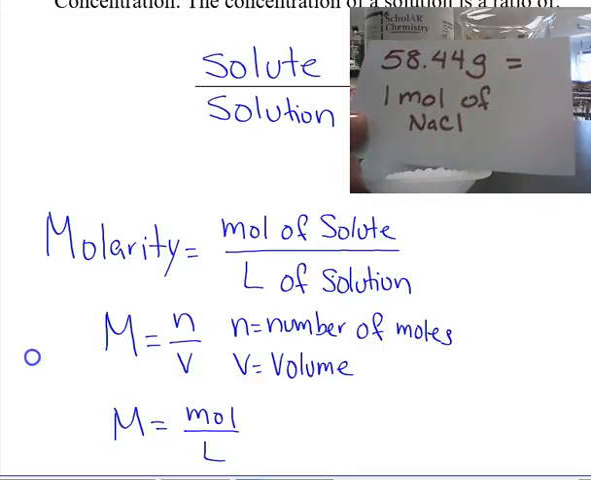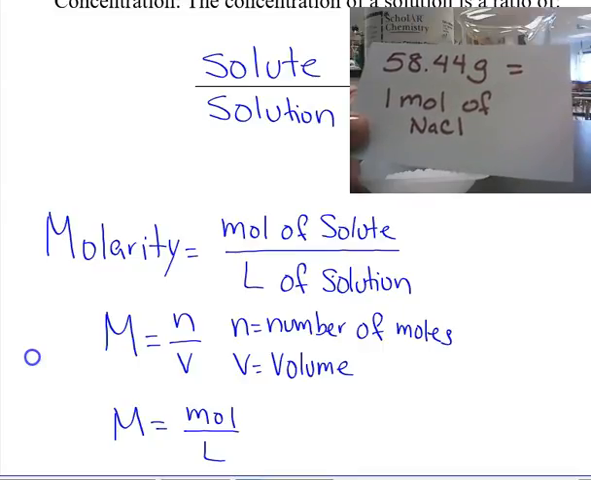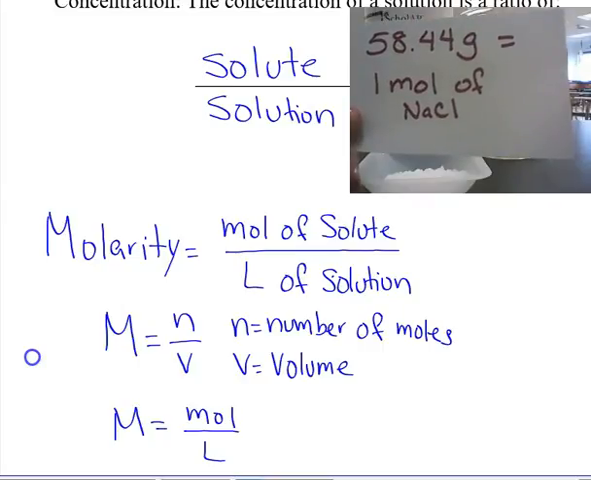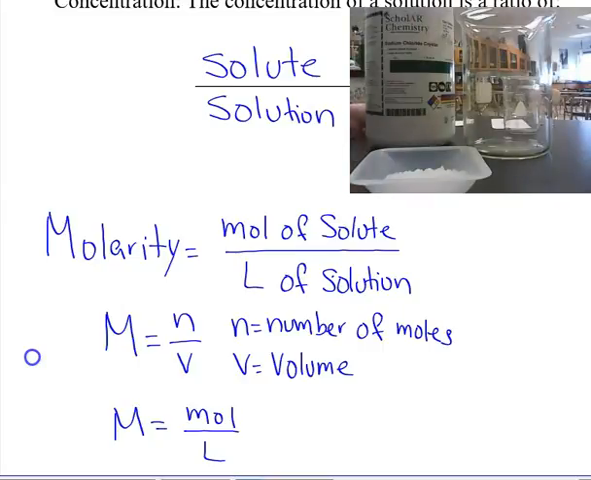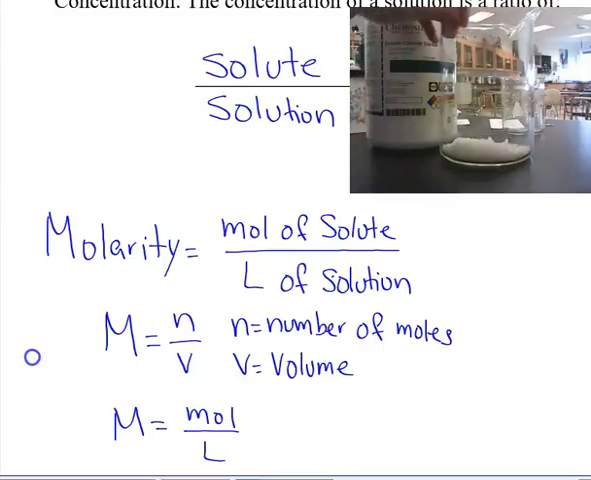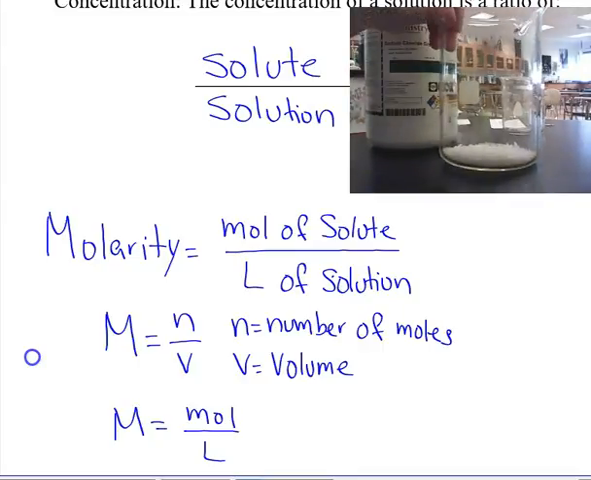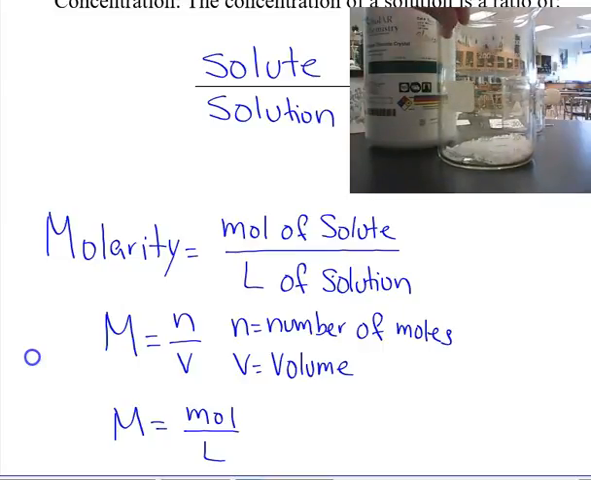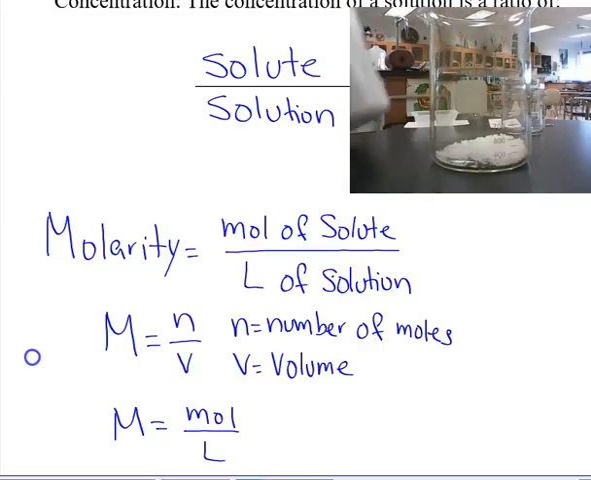Na has a mass of 22.99 and Cl has a mass of 35.45. So when you add them together to find the formula mass, that's 58.44 grams. So I've measured out 58.44 grams here, and I'm going to go ahead and add that amount of solute into my beaker. All right, so if you notice, there are graduations on my beaker here.